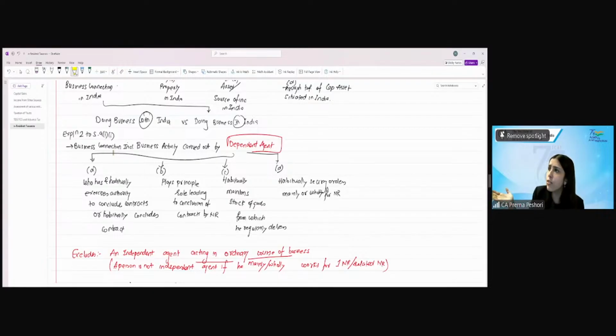It cannot be said that I am doing the business activity through an agent because that agent is working for himself. He's not working for me. He's not under my directions and control. That will not constitute the business connection. Are we clear about this? Yes or no?